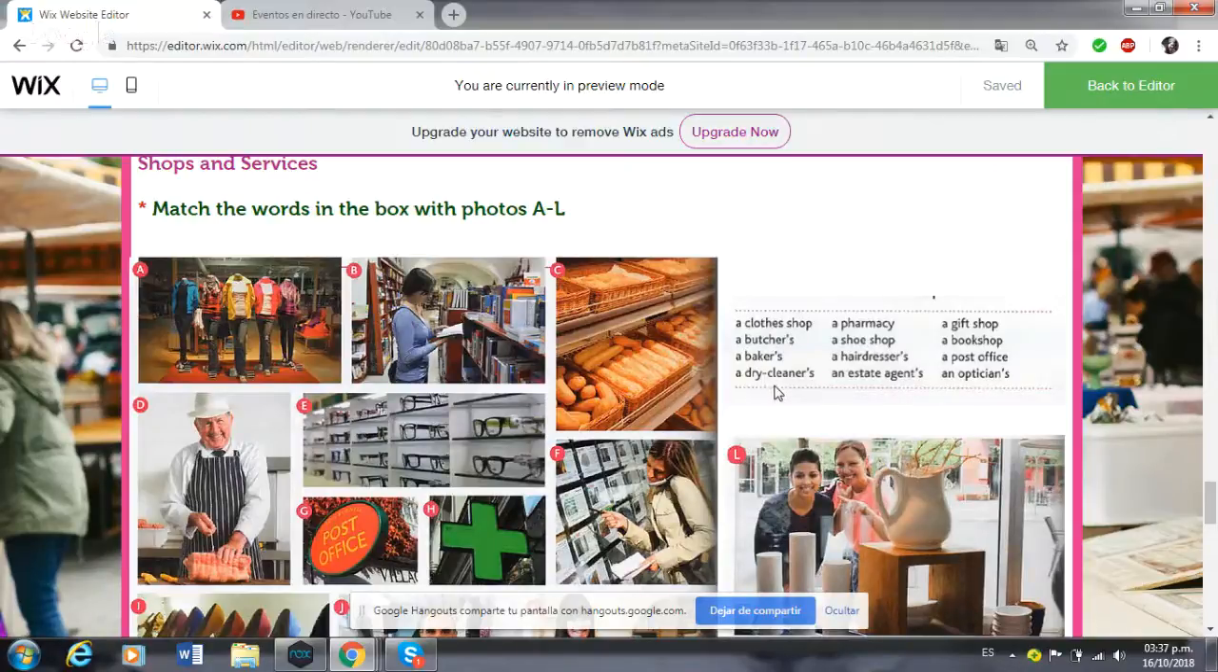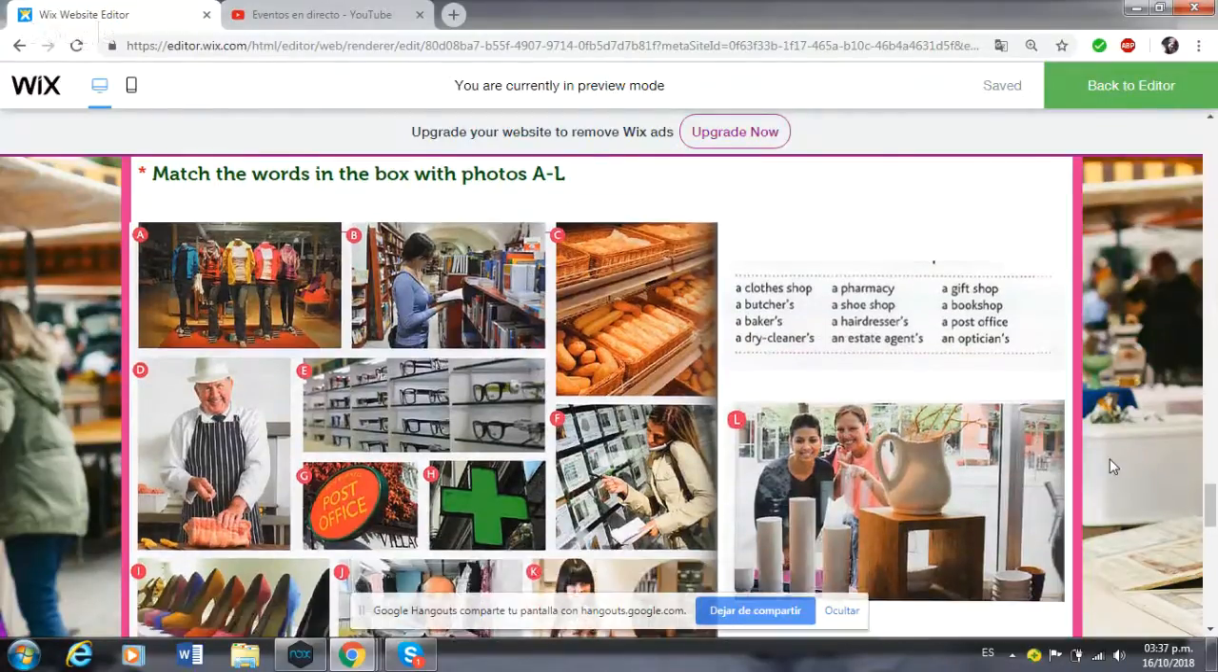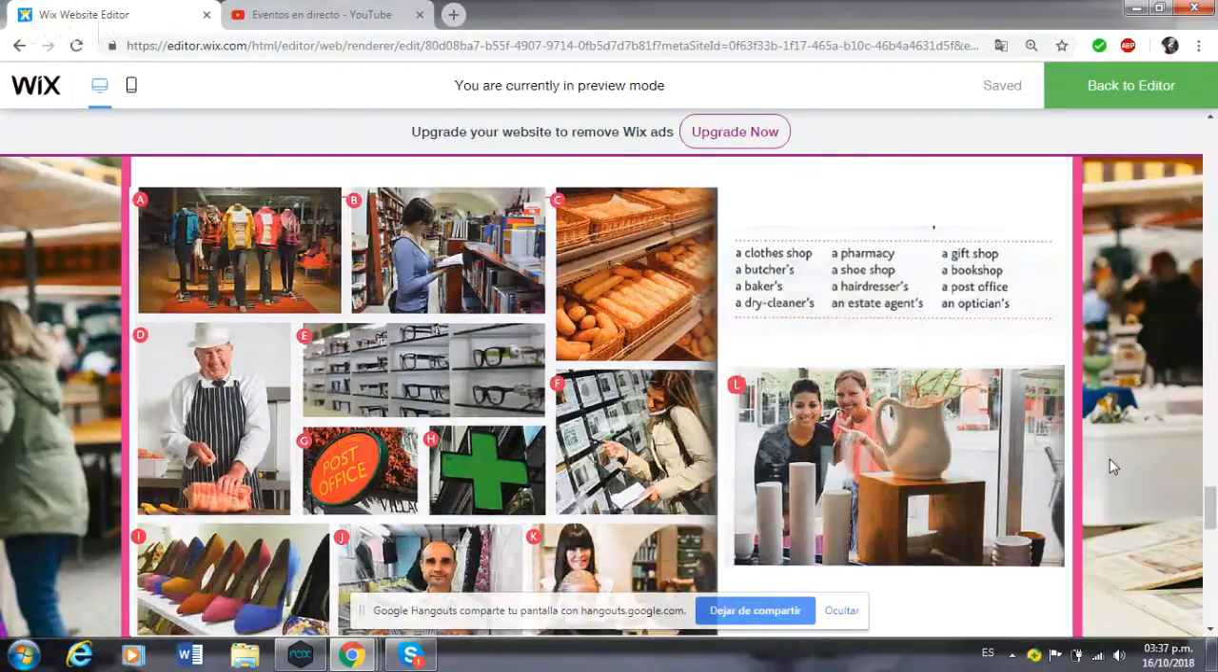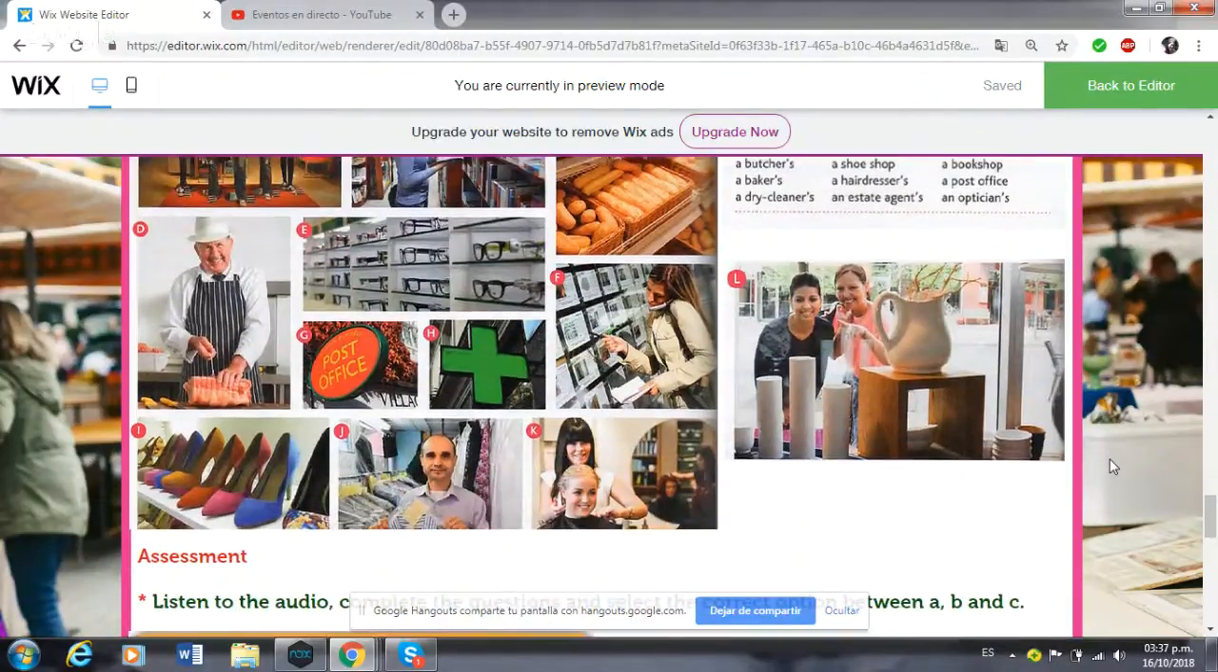A bakers, a dry cleaners, a pharmacy, a shoe shop, a hairdressers, an estate agents, a gift shop, a bookshop, a post office, and opticians. Okay, then this is an activity to start some vocabulary about shops and services, where you need to match the words proposed in the box with the correct picture. Okay, as you can see here.